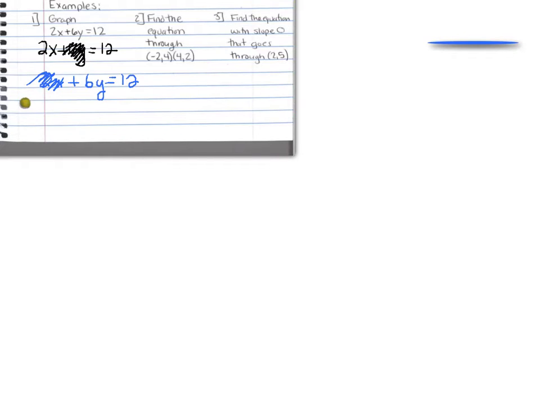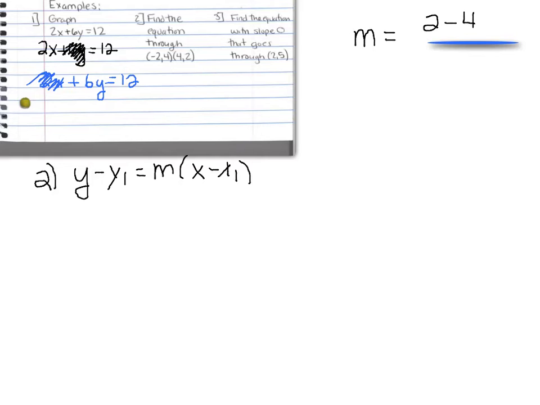For the next problem, if it just says find the equation, then you're pretty much set with y minus y1 equals slope times x minus x1. Before you get to that, you need to work out the slope. If you're good with slope, you can use the equation and do y2 minus y1 over x2 minus x1 and get negative 2 over 6, or negative 1/3.